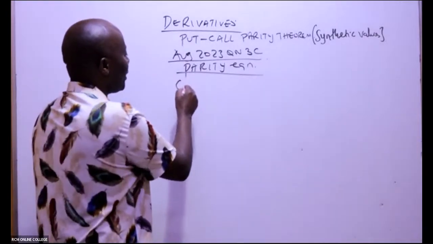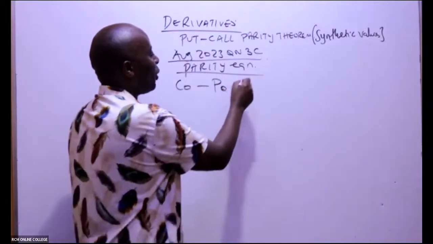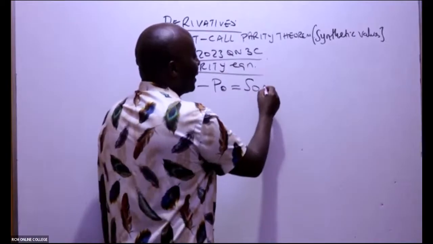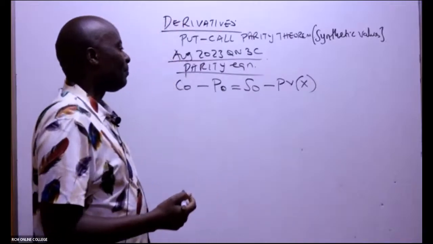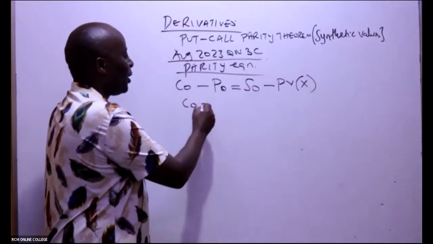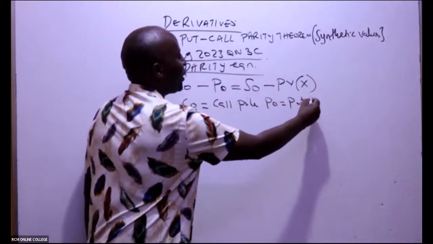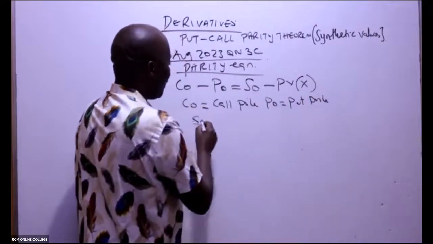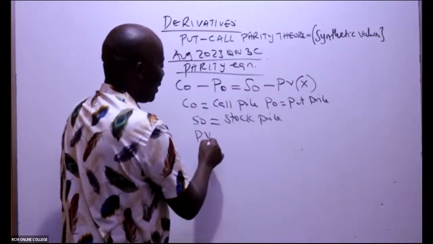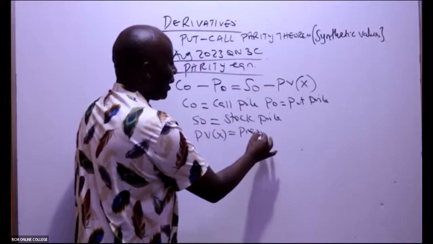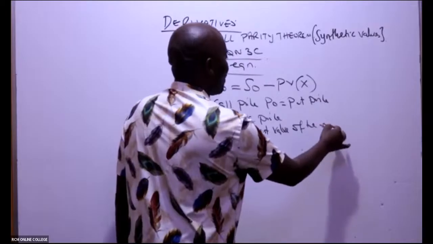We normally say, in this case, call option minus put option will always be equal to the stock value minus the present value of the exercise price given. So remember, CO is the call price, PO is the put price. Then we have SO, which is the stock price, and then we have PVX, which will be the present value of the exercise price.